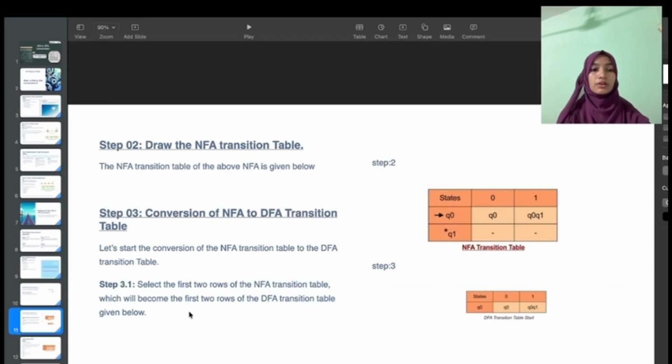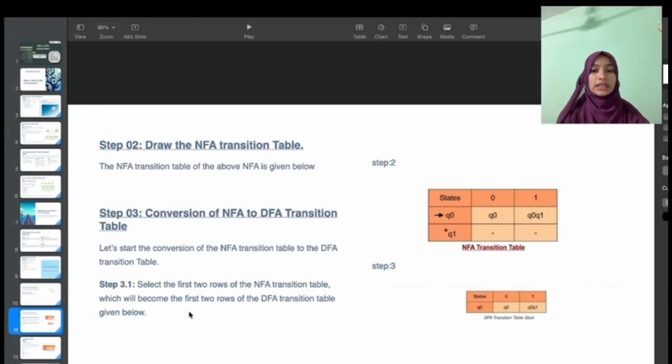Conversion of NFA to DFA. Now we convert the NFA into a DFA using the subset construction method. Each DFA state represents a set of NFA states. The start DFA state is Q0. From Q0, on input 0 it goes to Q0, on input 1 it goes to Q0 Q1. Since Q0 Q1 contains the NFA final state Q1, this DFA state becomes a final state.